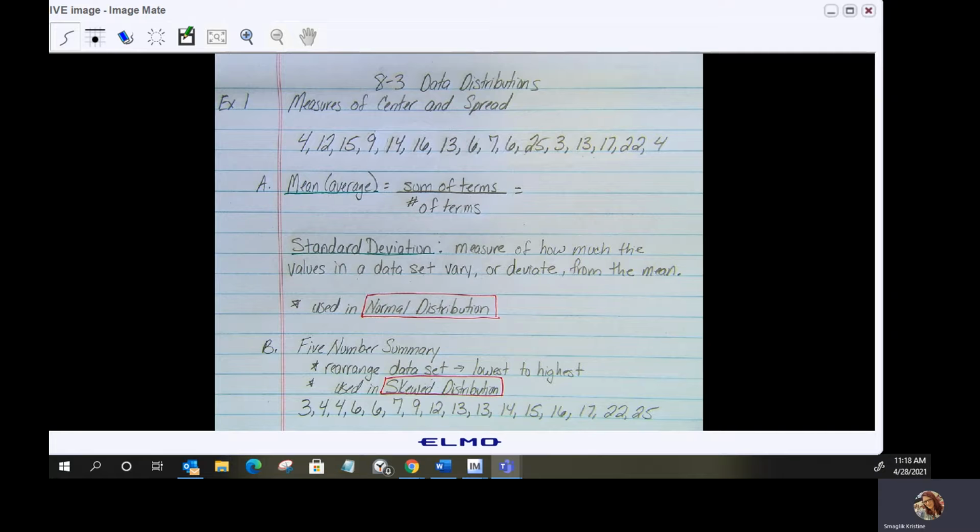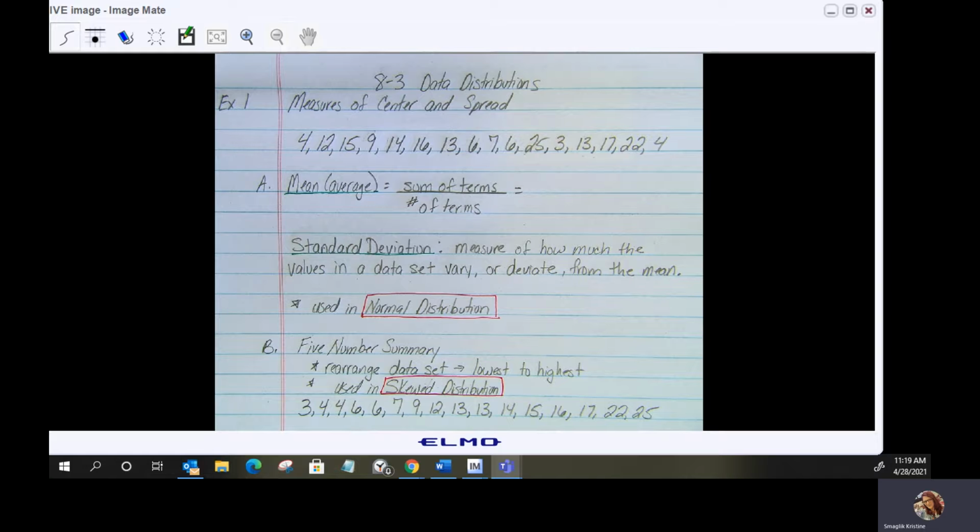Let's take a look at 8.3 data distributions, and we'll start by reviewing measures of center and spread. This should be a lot of information that you're familiar with. We generally start teaching these things in middle school. I am going to move rather quickly through this video, so I recommend that you pause the video, jot down what's on your screen, and then come on back and we'll do this together.